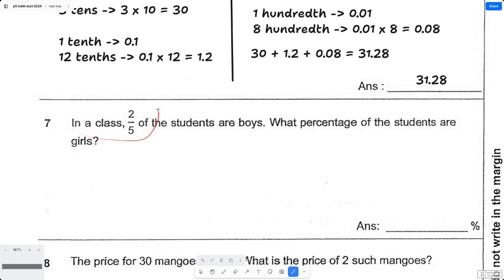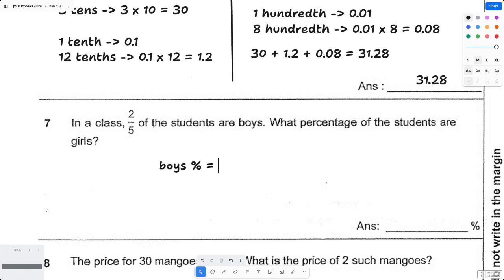Question 7. In a class, 2/5 of the students are boys. What percentage of the students are girls? All right, so there's multiple ways to do this. So I would say I will do this way. So we can have the boys percentage equal to 2 out of 5, right, times 100. Okay, so if I were to convert this into percentage, 2 out of 5, then you just times 100%, okay, and what would this give you?